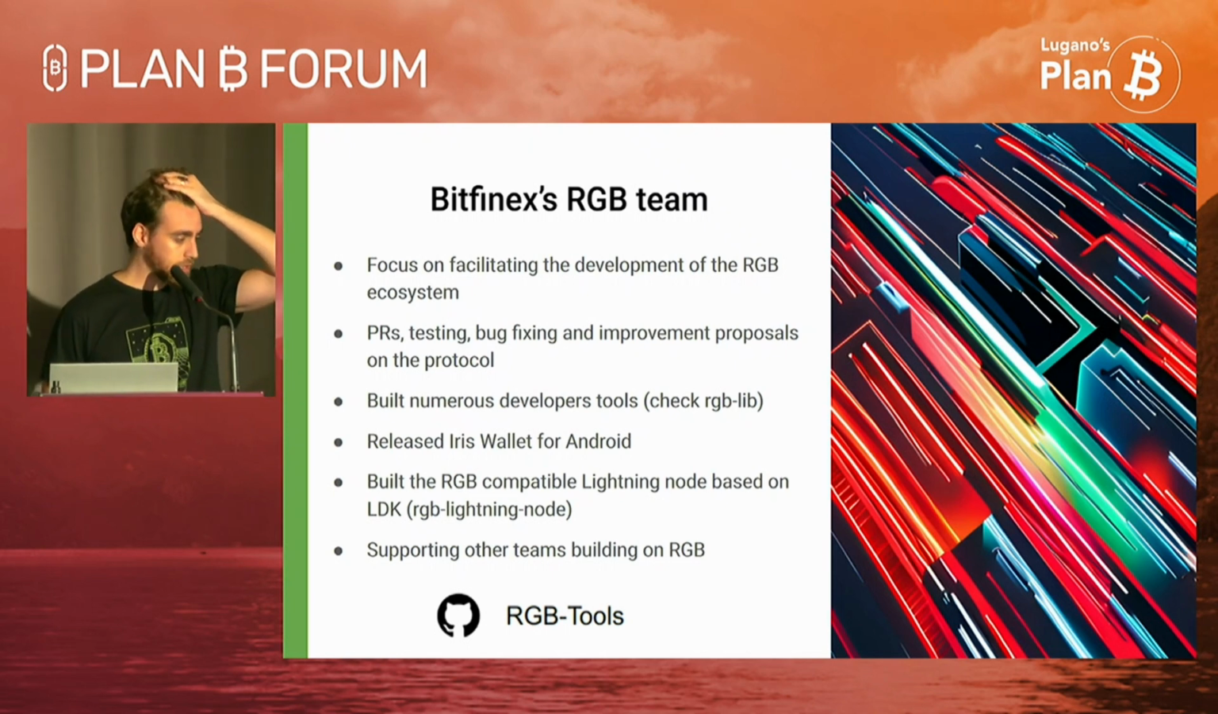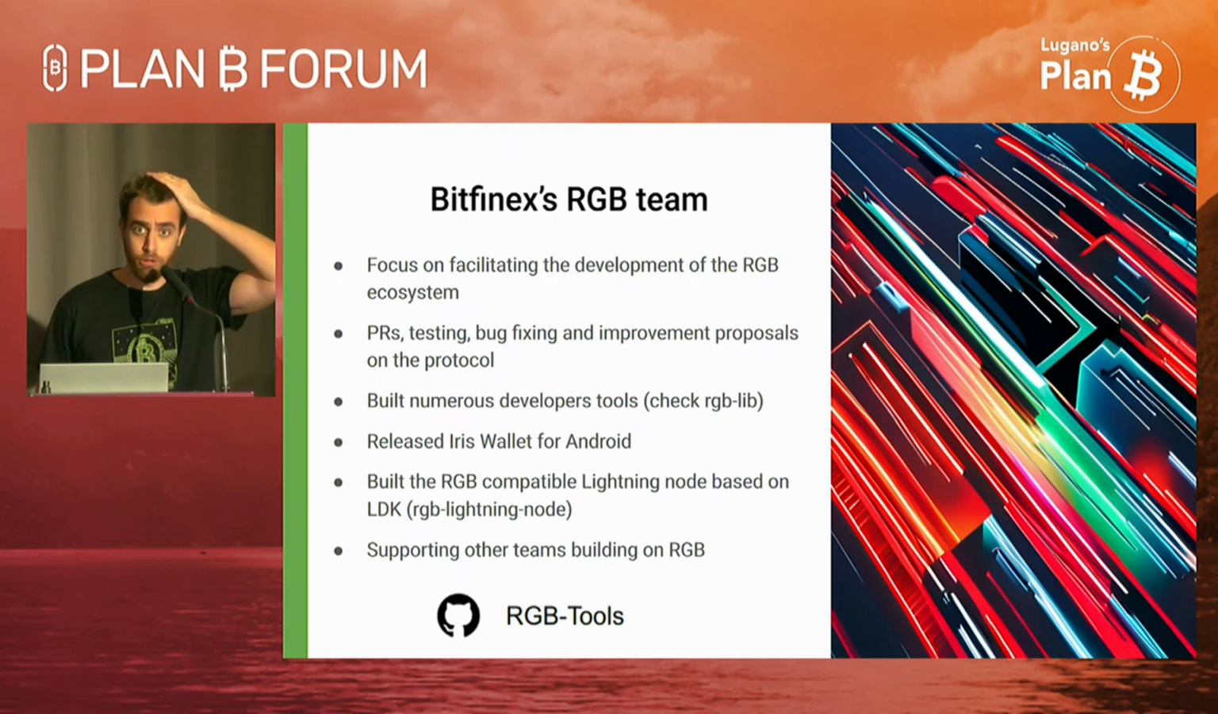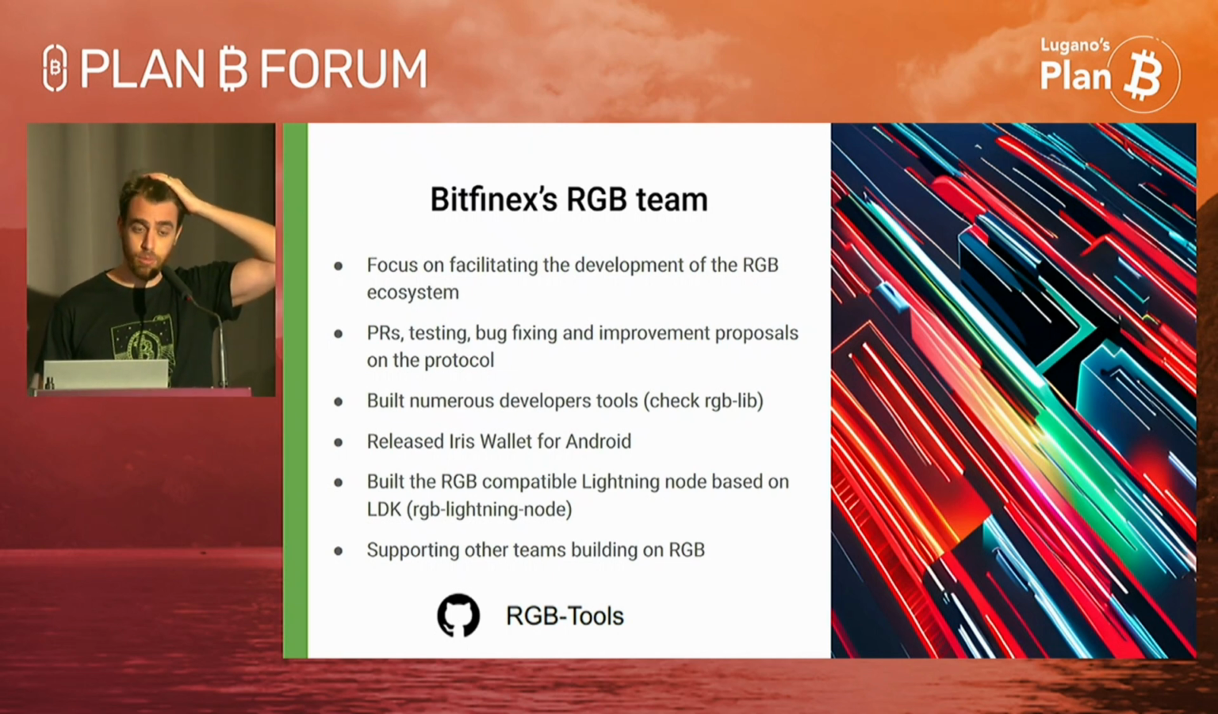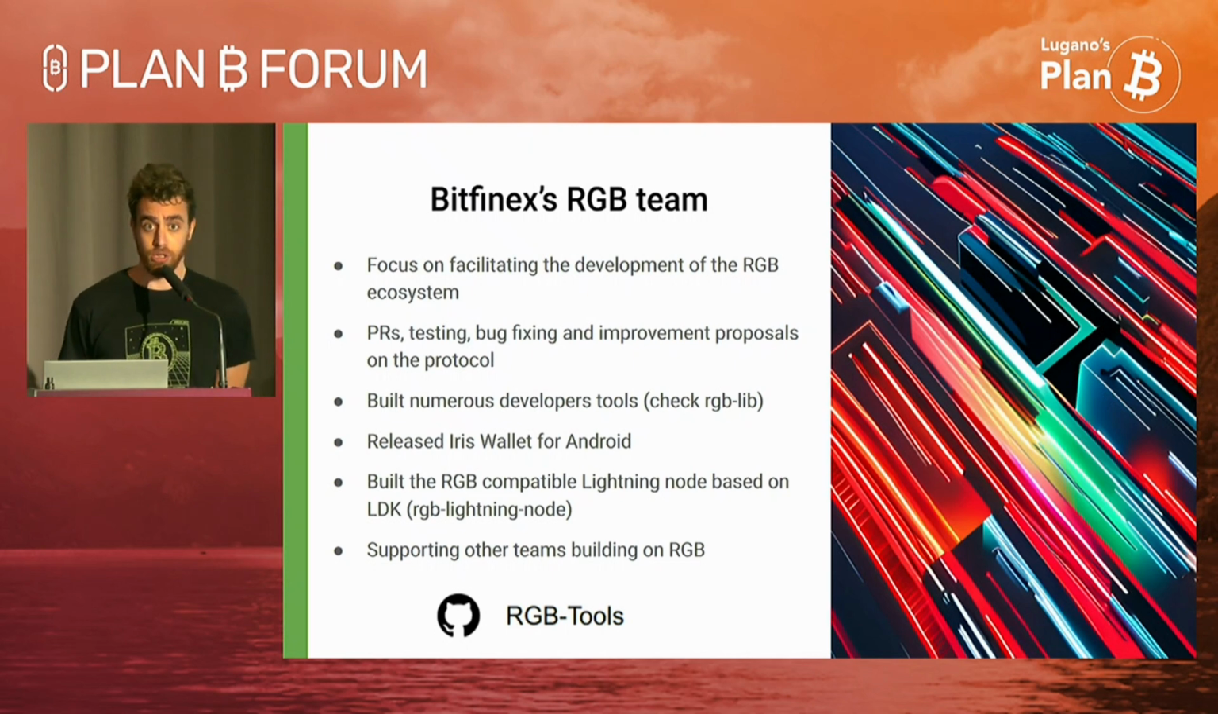How are we doing this? First of all, we contribute to the protocol itself. So we did several PRs, testing, bug fixing to make the protocol more robust and more reliable. Then we build numerous developer tools. In particular, RGB lib is the main project. It's a library to help developers to easily integrate RGB into a wallet without having to fully understand all the internals of how RGB works, which are quite complex.